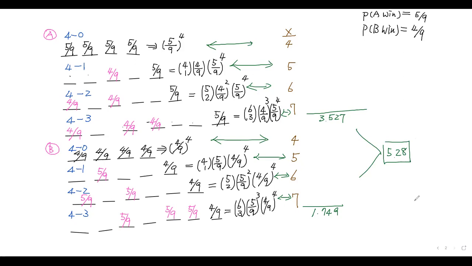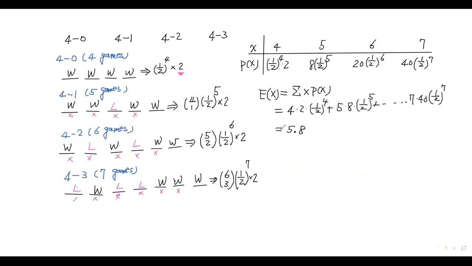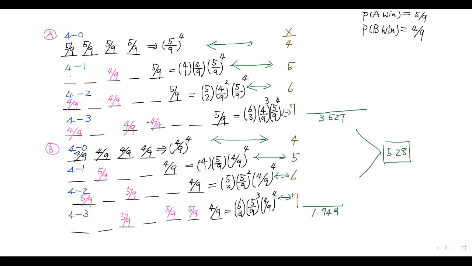See here, like we talked about before, if they are even, we expect about 6 games, right? So now, because A has a better chance to win, the game is going to be shorter, right? So it's 5.28, so it's close to 5.